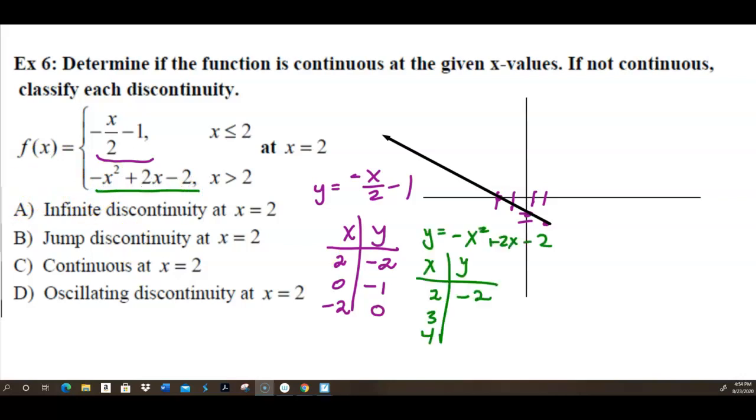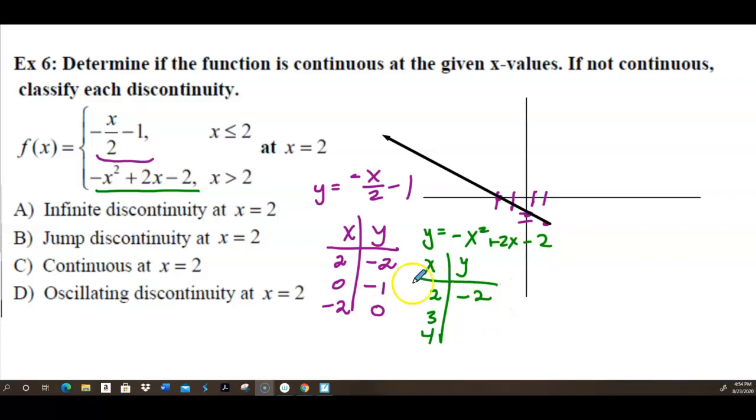Looking at the quadratic piece, you can see that I set up a table again. Now it's really important, even though the quadratic piece is x is greater than 2, you still start with 2 in your table because that is where the graph is breaking. And at that 2, you're going to have an open circle. So when I took 2 and squared it, made it negative, so negative 4, plus 2 times 2, which is 4, subtract 2, I got negative 2.